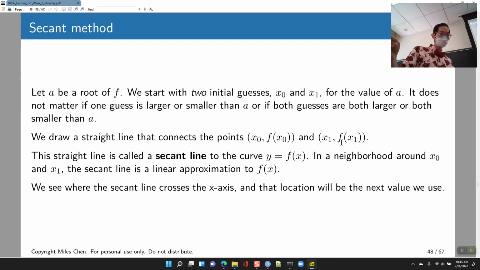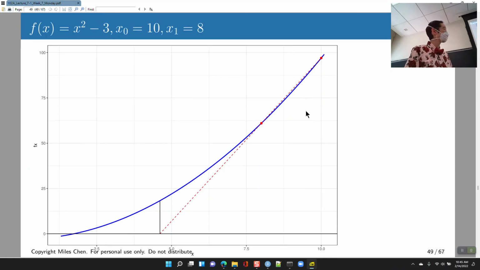And that's going to be a straight line that's kind of, but not exactly, like the tangent line. All right, so here's kind of an illustration. This is not the tangent line. This is a secant line. I started off with x0 equal to 10 and x1 equal to 8, and we're just drawing a line that connects these points. And I follow this line down until it intersects the x-axis, and I say, okay, that takes me to here.